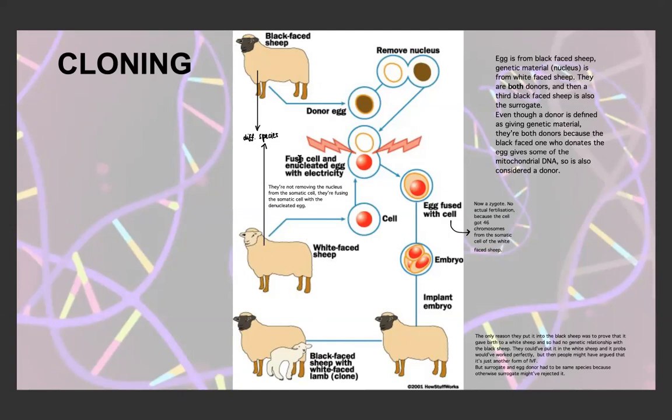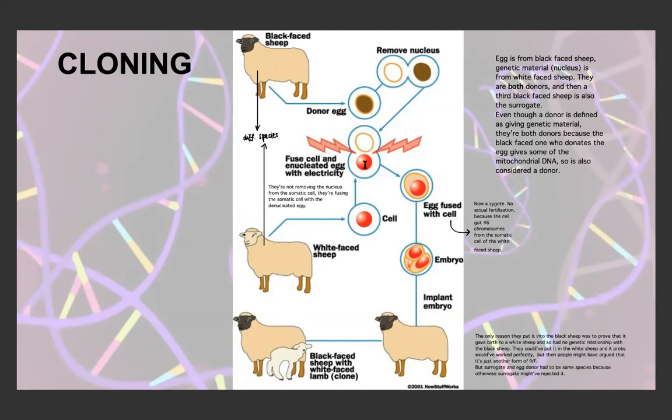So what happens is a black-faced sheep donates its egg. The nucleus is removed from the egg, so the only thing left in the egg is all the other organelles, but not the genetic material, except the mitochondrial genetic material, but that's really another issue. So now we've got this denucleated egg. We then take a cell from a white-faced sheep, so this would be the donor sheep. We then fuse this cell. It's a somatic cell, not a gamete cell, so it's already diploid. They fuse this entire cell with the egg of the black-faced sheep.